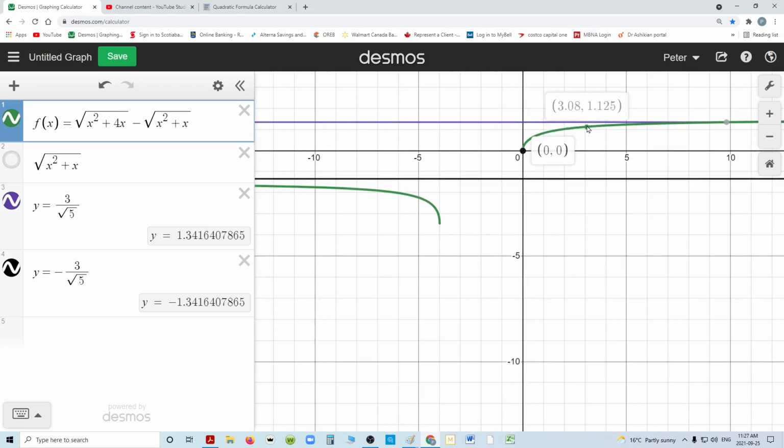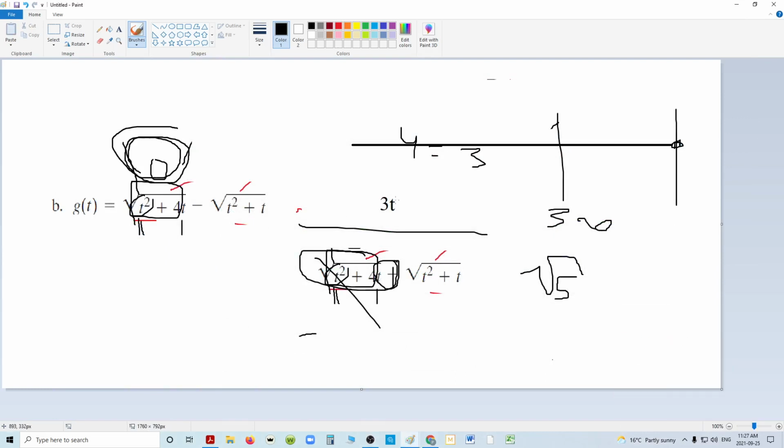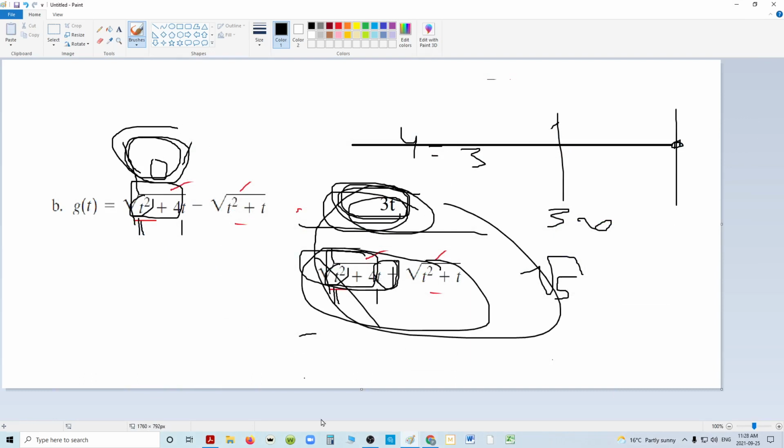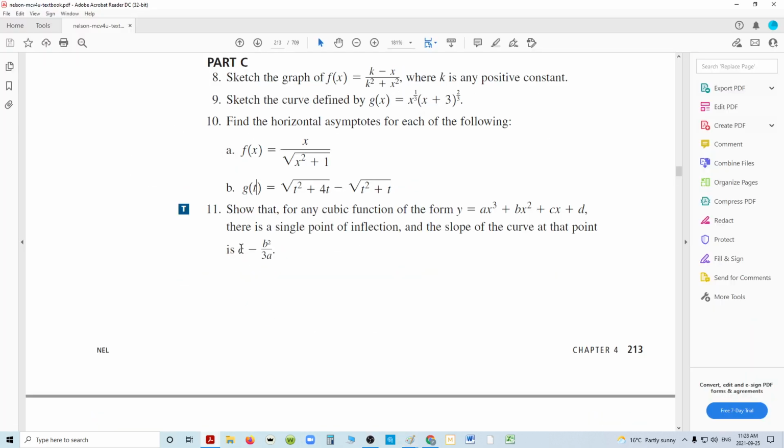I think I had to see what it becomes at negative infinity more accurately. Yeah, because the top becomes, as I learned here, negative, and this stays positive. So yeah, I could have figured it out using the conjugate version. Sorry for wasting your time, but that's the kind of things you have to do. Show that for any cubic formula.